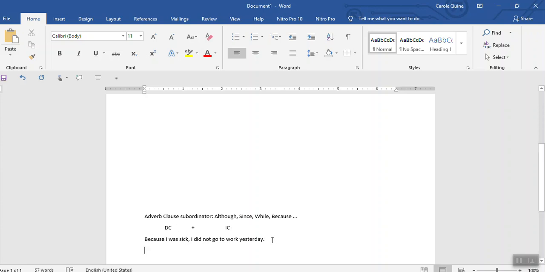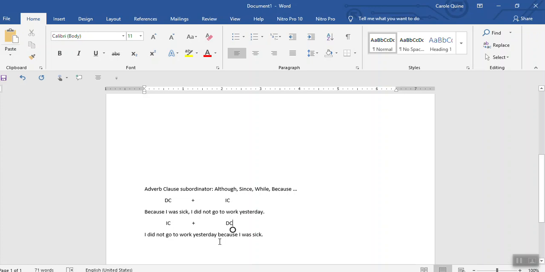Now, what happens if I put the dependent clause behind the independent clause? Here's where the dependent clause is now. You see it? So here's the independent clause. And here's the dependent clause. Okay, so what happens? Well, guess what? I don't use the comma. So do you see how I use the comma up here? I don't use it down here. It's all about the placement of the dependent clause.